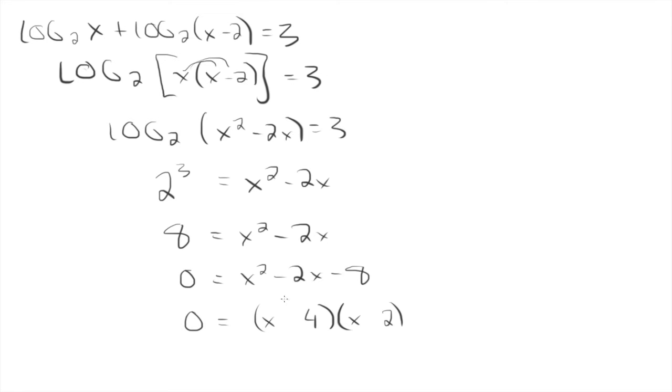Since this is a minus, I'm going to make the bigger one minus, smaller one plus. So x equals, set each of these equal to 0. X equals negative 2 and positive 4.